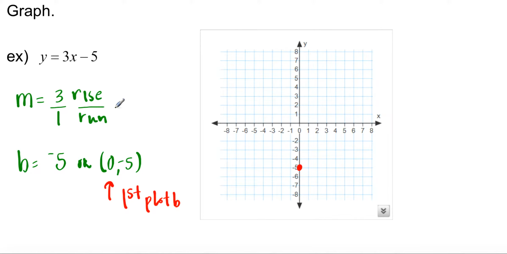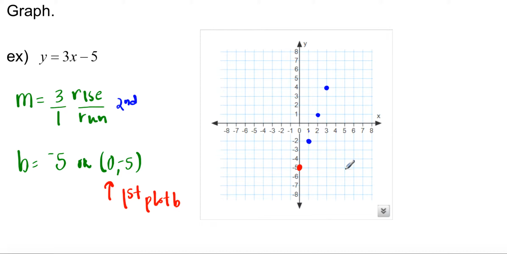Then the second step is to use your rise over run. From your starting point, our rise is 3, so we go up 3, and the run is 1, so we go right 1. Rise again 3, right 1. You could do this all day long. And you can look at that and tell that that's going to make a line.